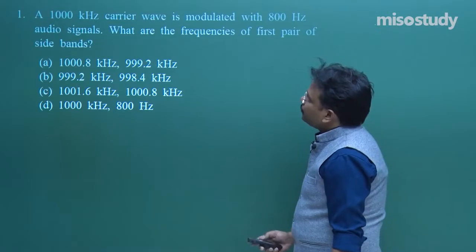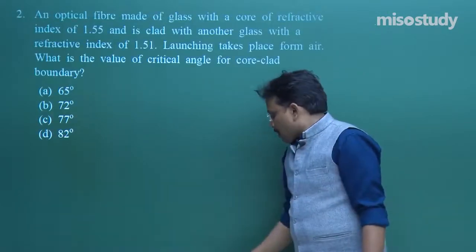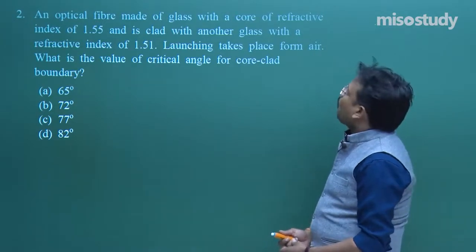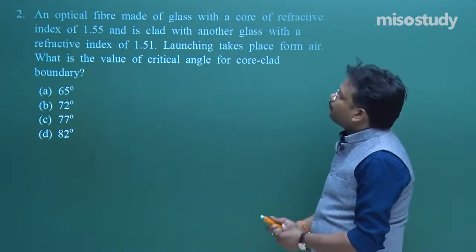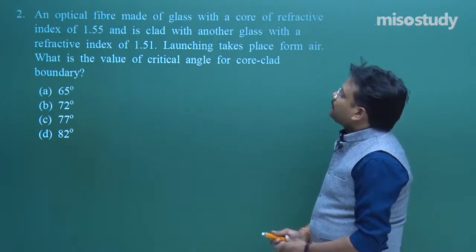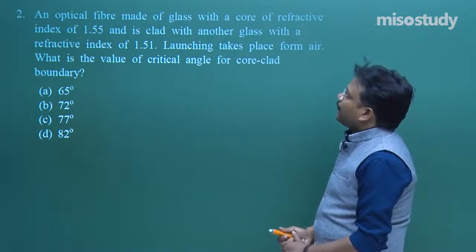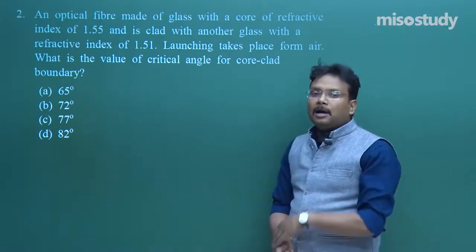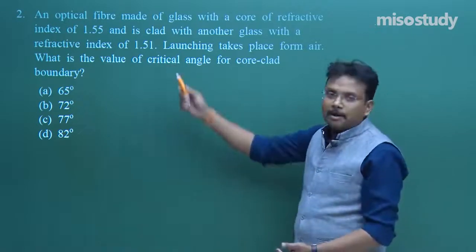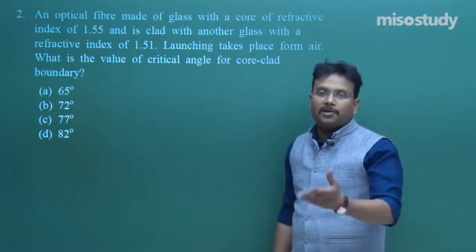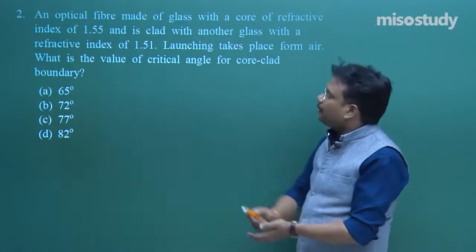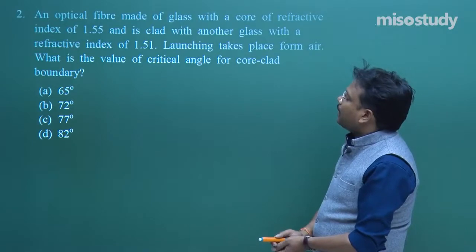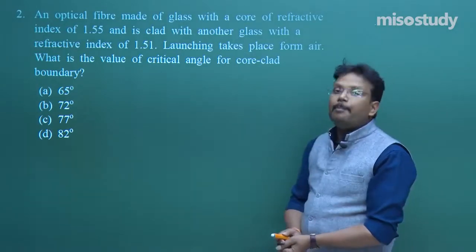Students, this is your question number 2. An optical fiber made of glass has a core with a refractive index of 1.55 and is clad with another glass with a refractive index of 1.51. You know, the core and cladding refractive indexes are different, which is why they are mentioned in the theory classes where I explained this properly. Launching takes place from air. What is the value of the critical angle for the core-clad boundary?